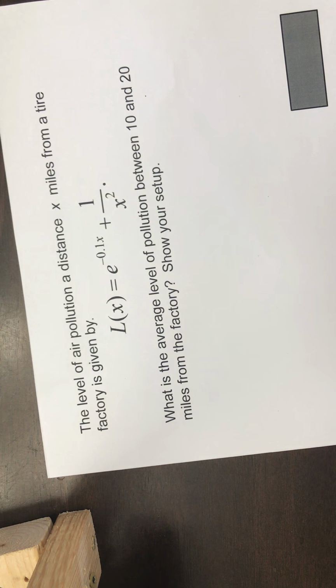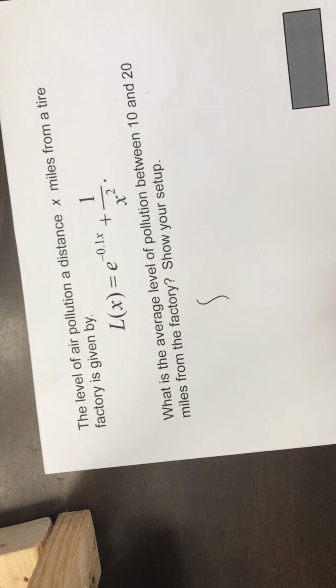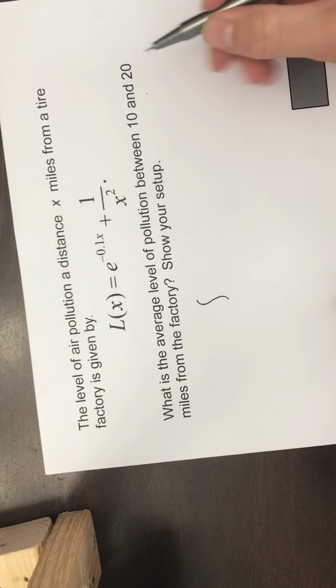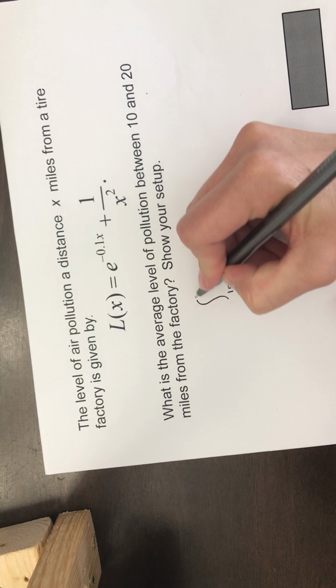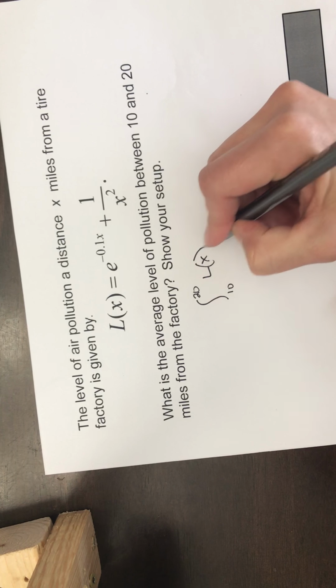Okay, let's check what you did. If you want to get credit for this on the AP exam, don't take extra risks. I can actually write it like this. I want the total amount of pollution from 10 to 20 of L of X. I'm not even going to write all this stuff. They know what it is.